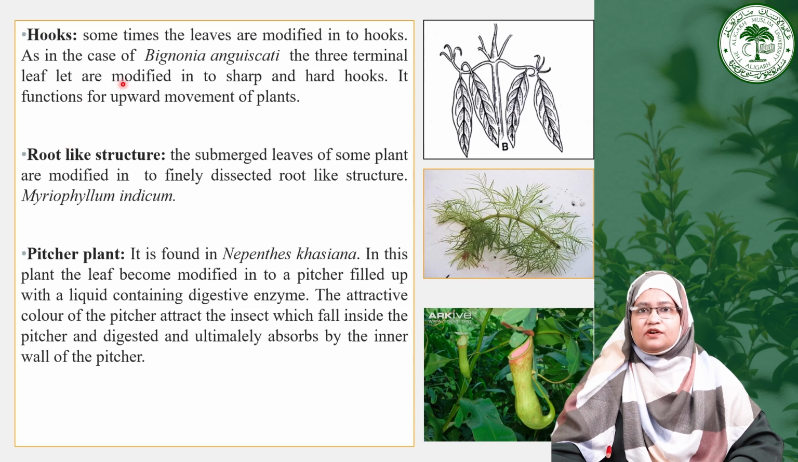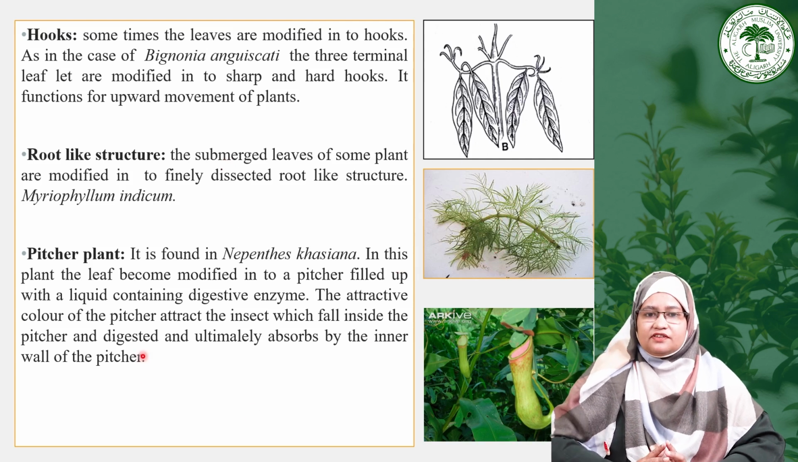Then the next one is hooks. Sometimes the leaves modify into hook-like structures, like in this particular case, you can see these are leaves which are modified into hooks, as in the case of Bignonia. So these are the three terminal leaflets that modify into sharp, hard hooks that help the plant in upward movement. Then in some plants there is a modification of the leaf into a root-like structure, as in the case of Myriophyllum, which is a hydrophytic plant that has roots that are a modification of the leaf.